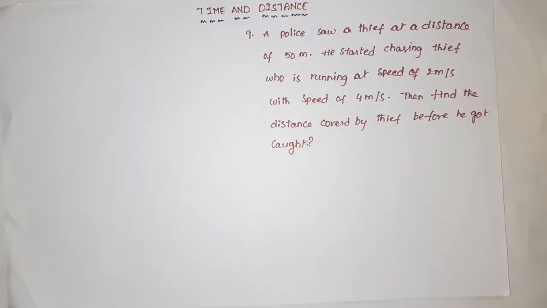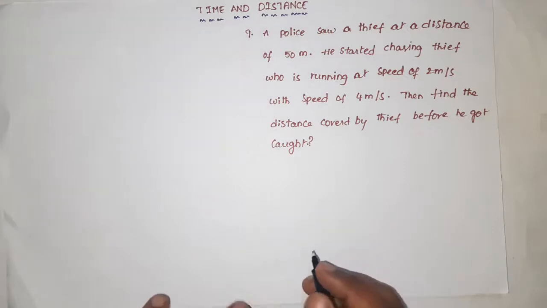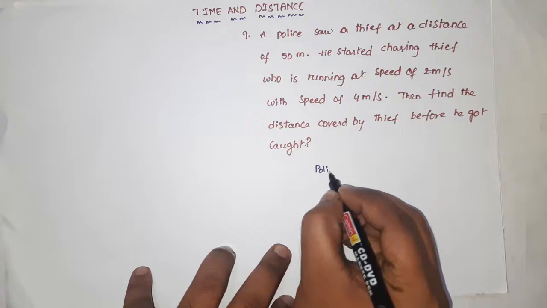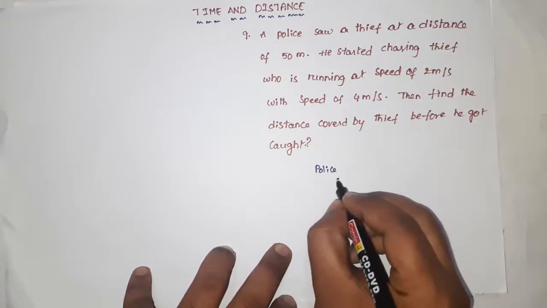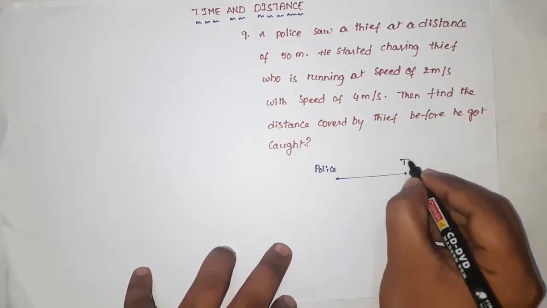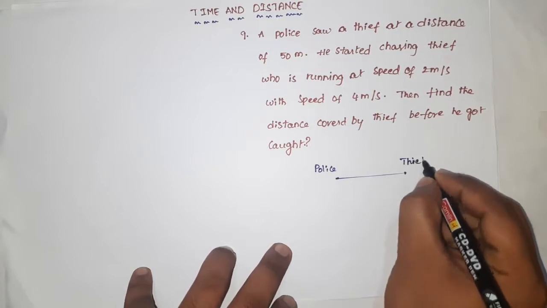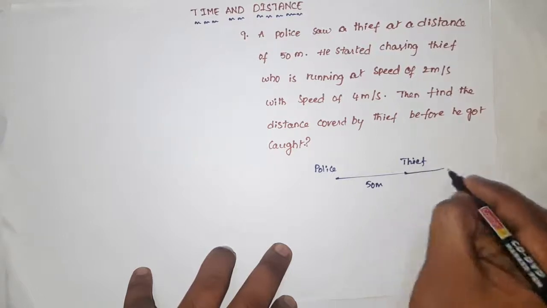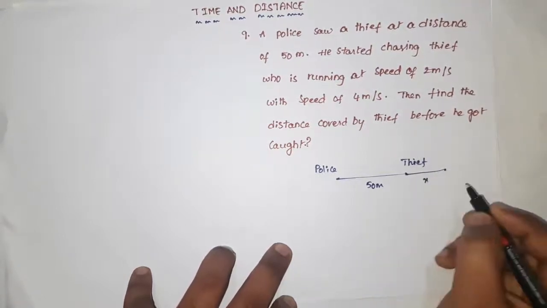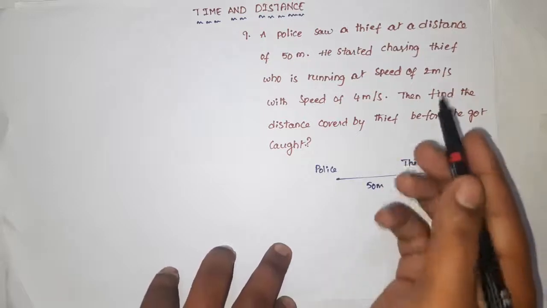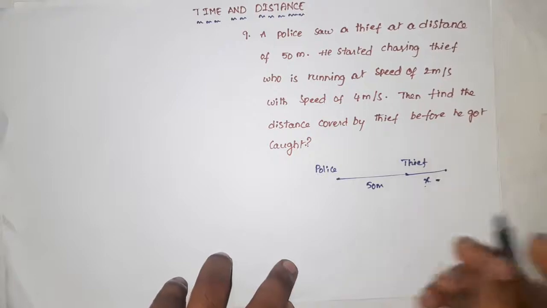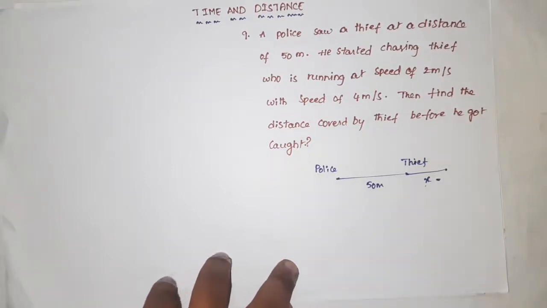So let us draw a simple diagram to understand this scenario. The distance between the police and the thief is 50 meters, and the thief traveled some further distance x in a particular interval of time with a speed of 2 meters per second. So we need to find out this particular x. The entire thing happened in the same interval of time.